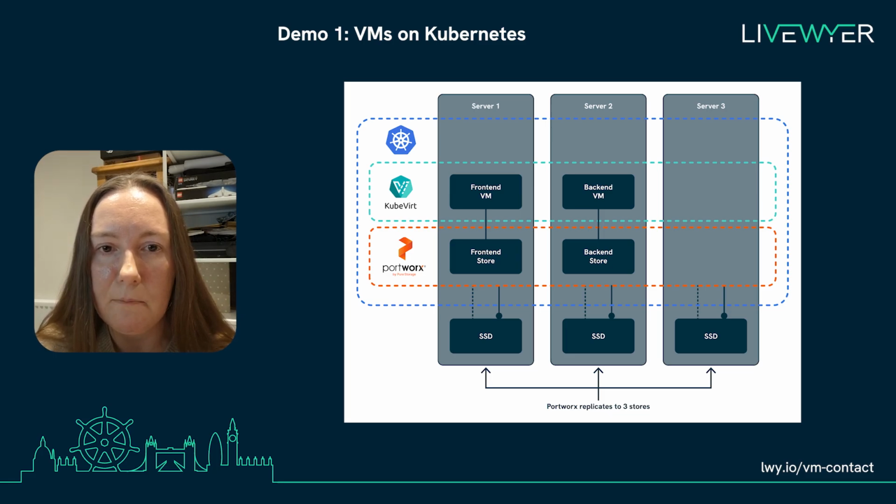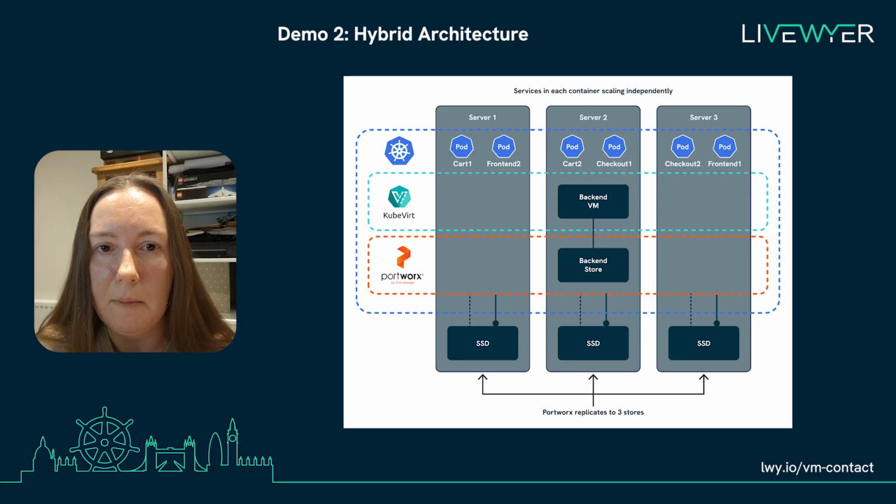We've got the foundation in place for workload modernization, but we're not actually using any of the Kubernetes features like auto-scaling, health checking, or rolling updates that make it worth the complexity. Our endpoint for today's demo is a hybrid architecture with services running in a mixture of VMs and containers.